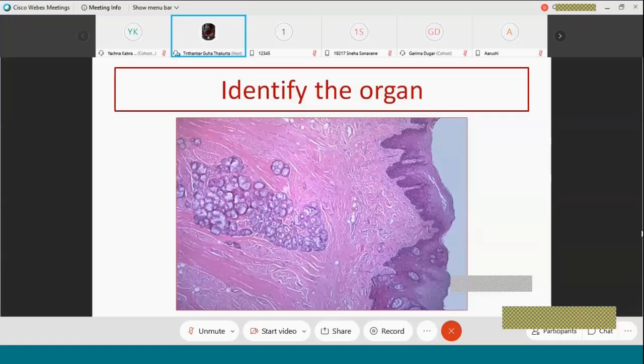Name this organ. Now this is done, so I'll not explain. You will name the organ. What is the name of this organ? Very good. So it is an organ having stratified squamous epithelium, skeletal muscle, and some gland. So this is the tongue.